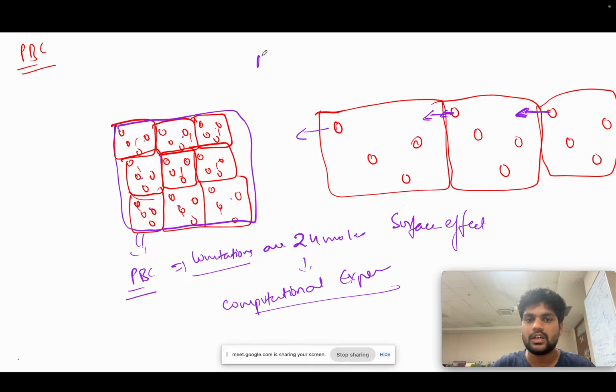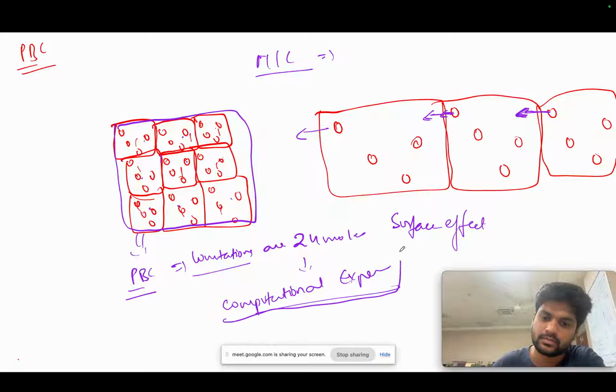So then they got the minimum image convention, or mirror image convention, I forgot the word. So you understand my concern about PBC. The PBC is a good concept, but it is computationally expensive. Any doubts in this?